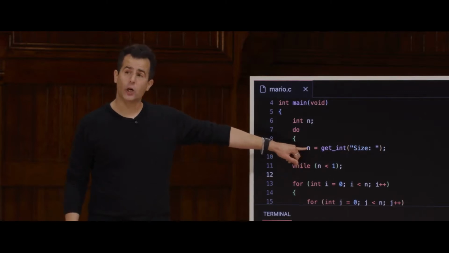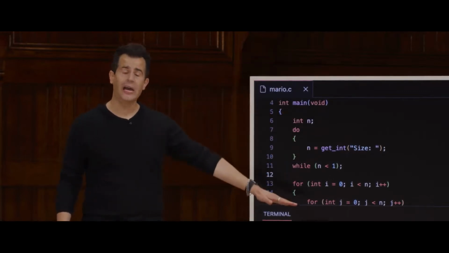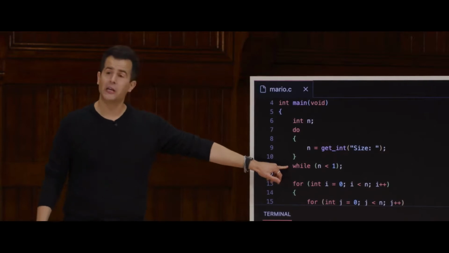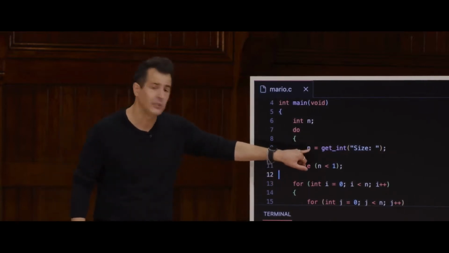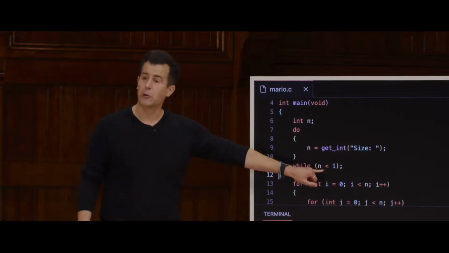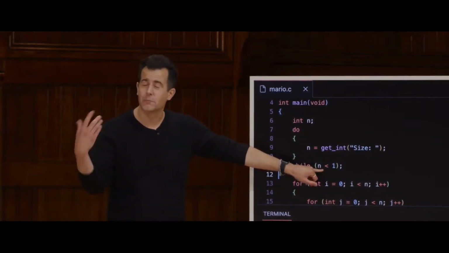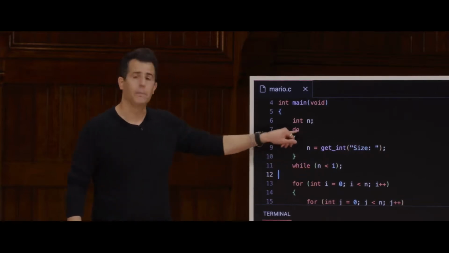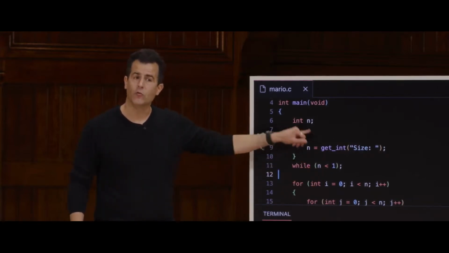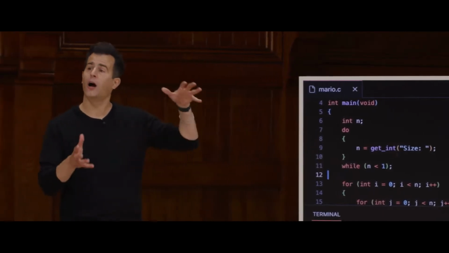But because C code runs top to bottom, left to right, now it's reasonable on line 11 to ask that question: OK, is the current value of n, which it definitely got on line 8, less than 1? And if the user didn't cooperate, they typed in 0 or -1 or -3, what's going to happen? It's going to go back up here and repeat, repeat, repeat, everything in the do-while loop.